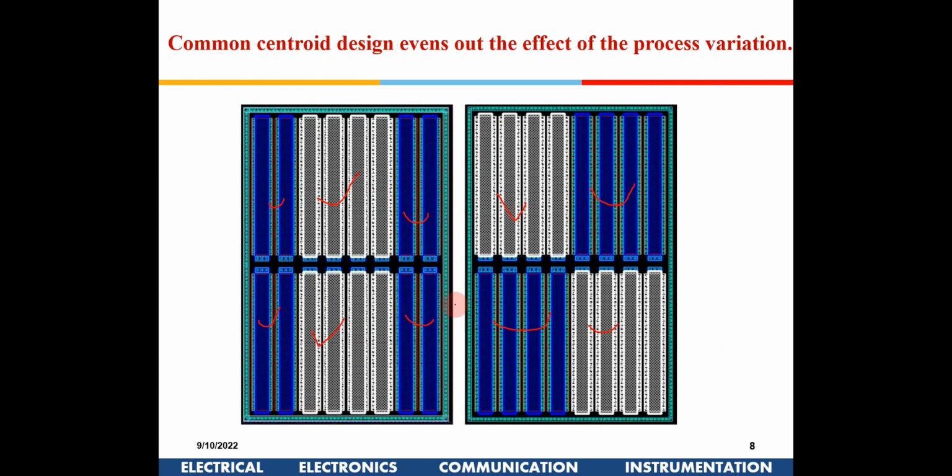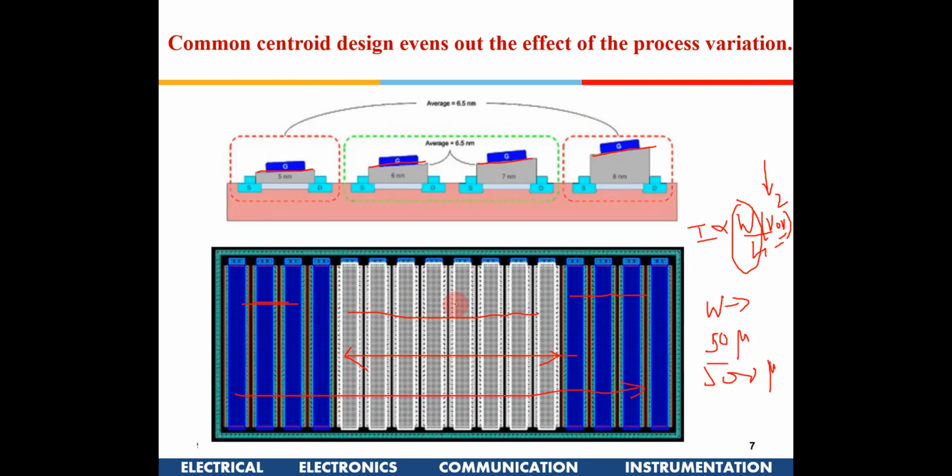Okay. But how does arranging them in this way reduce the variation? See, 6 plus 7, the average is 6.5, right? And 5 plus 8, again the average comes out to be 6.5, right? But how will we know? The variation can be random, right?